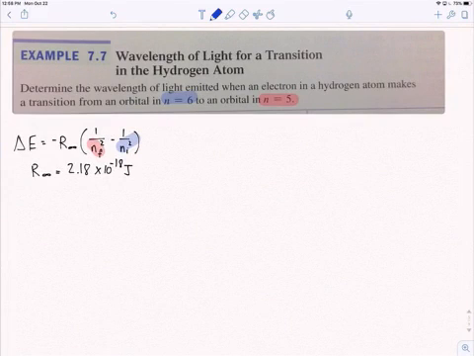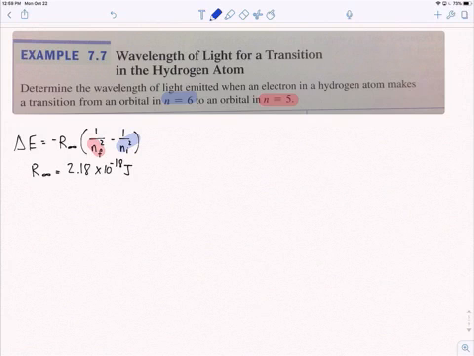Determine the wavelength of light emitted when an electron goes from n equals 6 to n equals 5. And the equation I mentioned before is that the change in energy level is minus the Rydberg constant, Rydberg being 2.18 times 10 to the minus 18 joules.